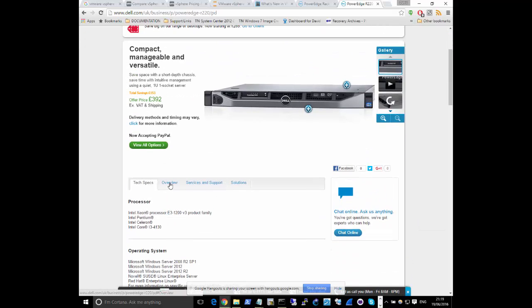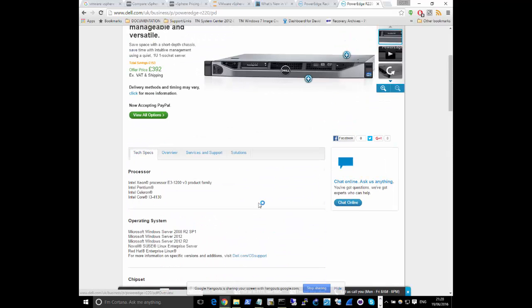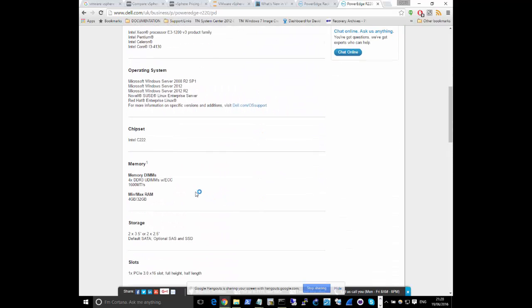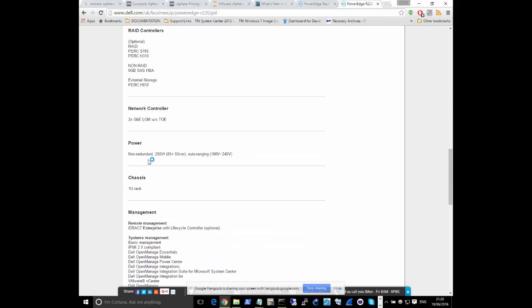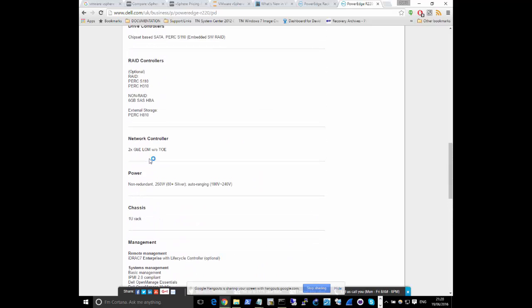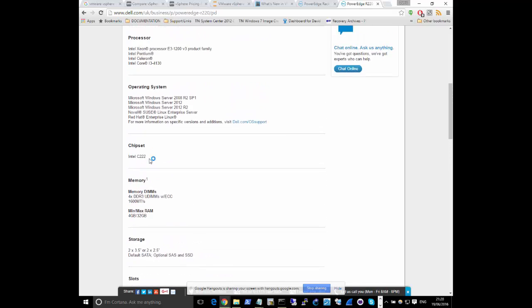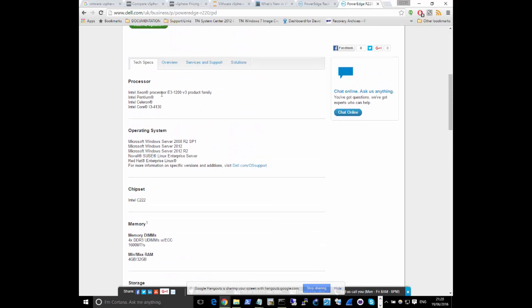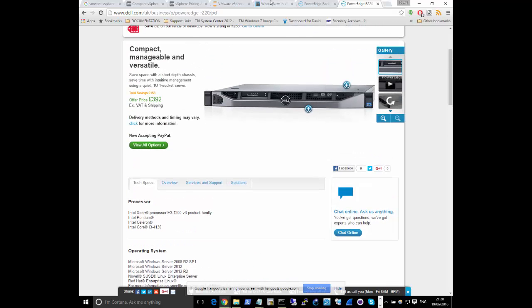So overview, more details, tech specs. Let's go down. Intel chipset, power, chassis, where's the CPU? Okay, processor. Did they mention the number of processors? I think that's because you can pick the number of processors that you want.